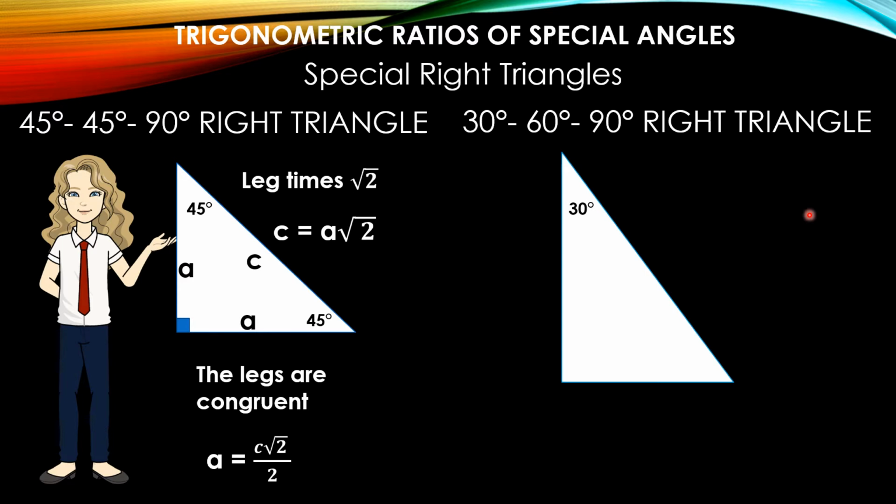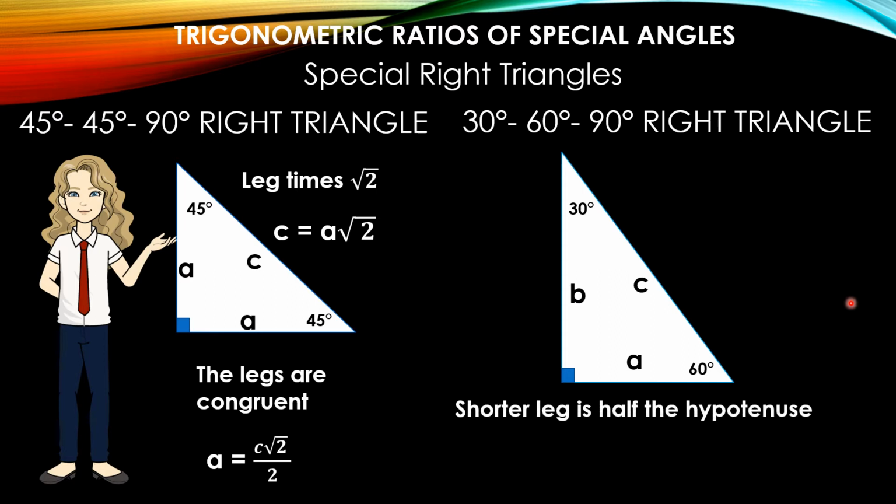Okay, in this figure, we have the acute angle of 30 degrees. And we have here 60 degrees. So the opposite of 30 degrees is the side A, the shorter leg. And the opposite of 60 degrees is the side B, the longer leg. And for the 90 degrees angle, the opposite is the hypotenuse, and that is C.